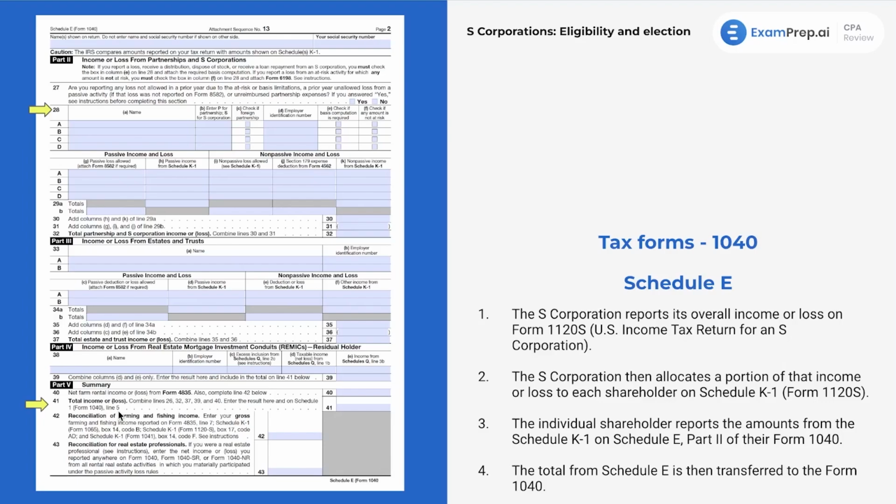You have to think in your mind how this all flows through. So, okay, it starts off as being a line on the 1120S, then it flows through the Schedule K, then it goes to your K-1, then it goes to the Schedule E, then it goes to the Schedule 1, then it goes to the 1040.